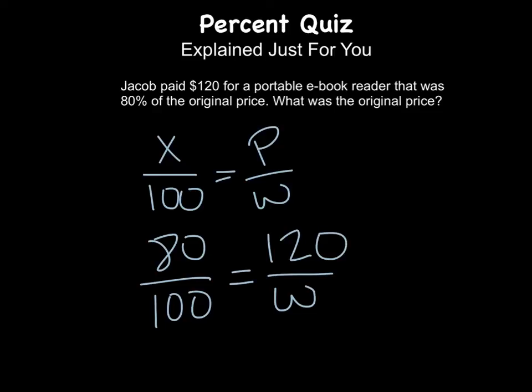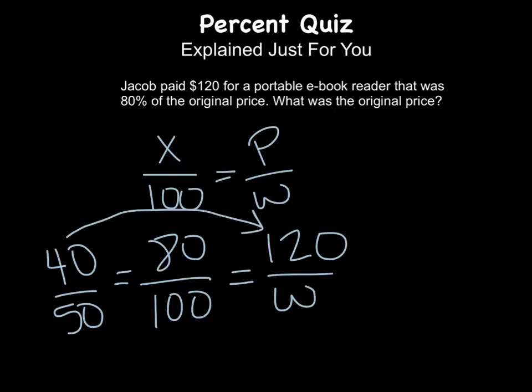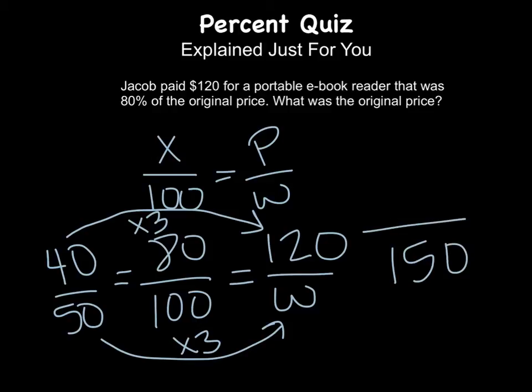I would have solved this one using a proportion. And the way I would have done it is I would have come down to 40 over 50, because then it was real easy for me to do times 3 and times 3, and 50 times 3 would be 150. So my original price would be $150. So again, I'm just using these tools in our toolbox, setting up a proportion, using the different things that were on our video.